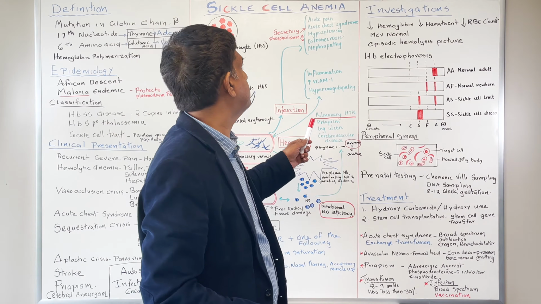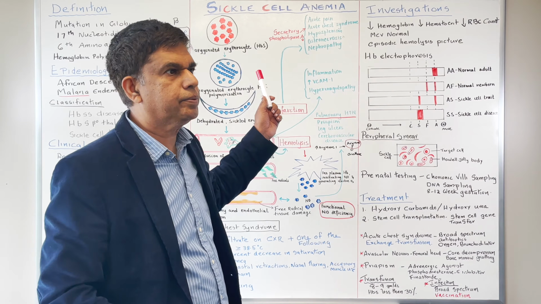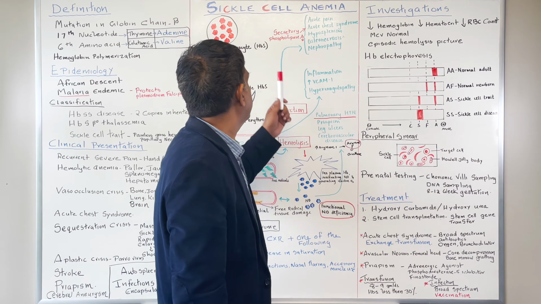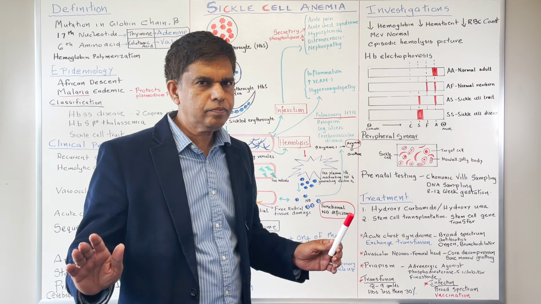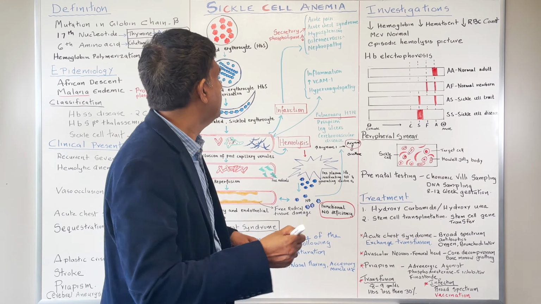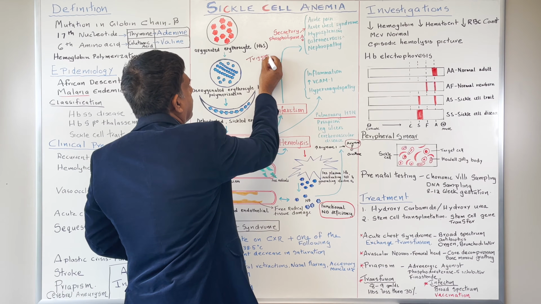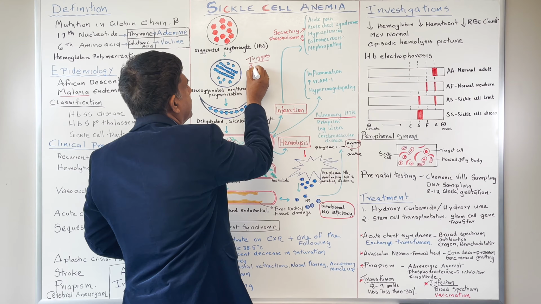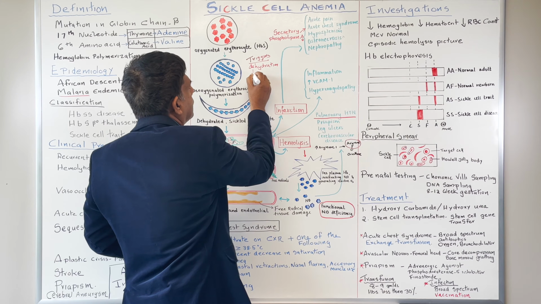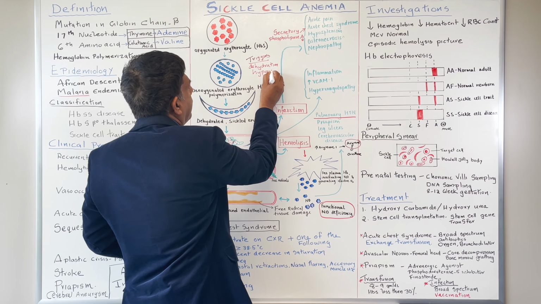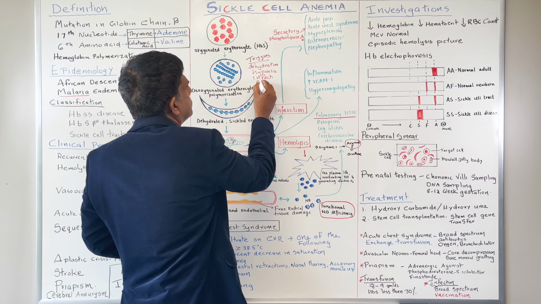Now we talked about this side, and the most important side is over here. We're going to talk about the pathophysiology, what happens over here. You have the oxygenated form of hemoglobin, and in that situation everything is calm, nothing happens. But then you get some triggers. What kind of triggers turn this around? Let's say dehydration, hypoxia, infection, acidosis.